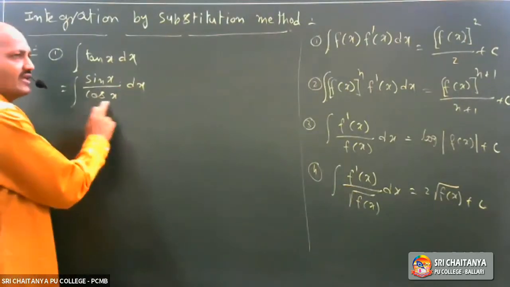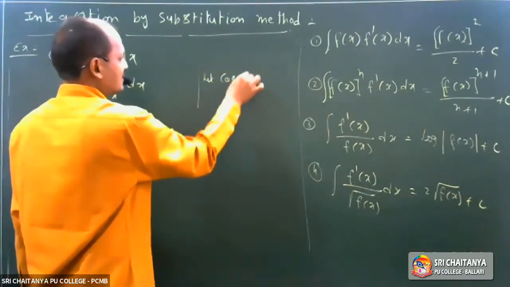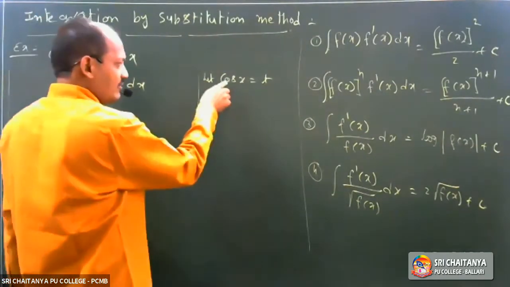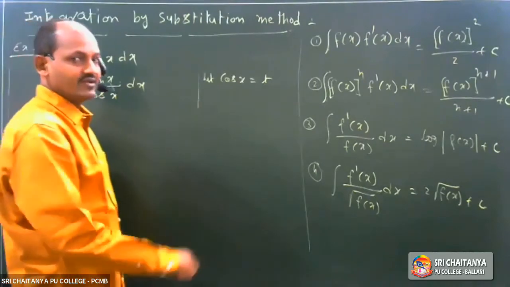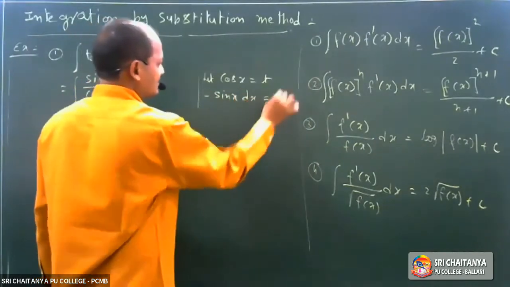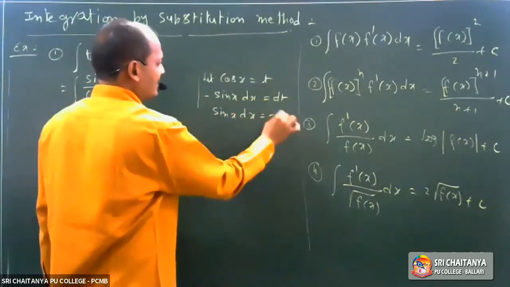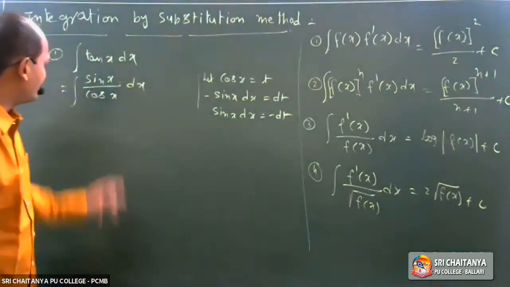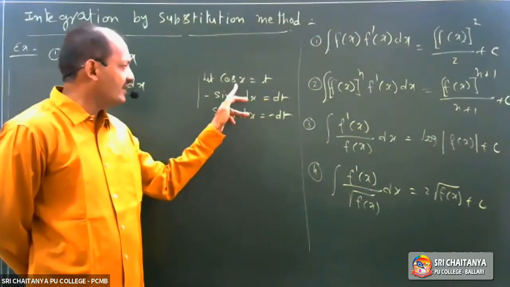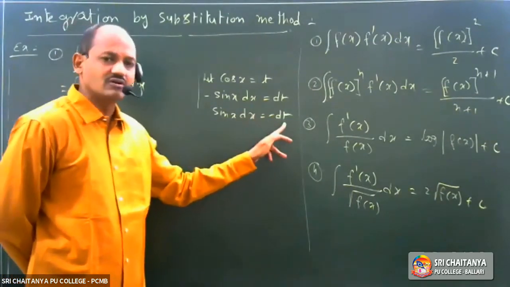In this denominator we consider t. Let cos x be equal to t. What about the derivative of cos x? The derivative of cos x is minus sin x dx is equal to dt. So sin x dx is equal to minus dt. The denominator term we consider t, cos x is equal to t. Its derivative, minus sin x dx, is equal to dt. Sin x dx is equal to minus dt.